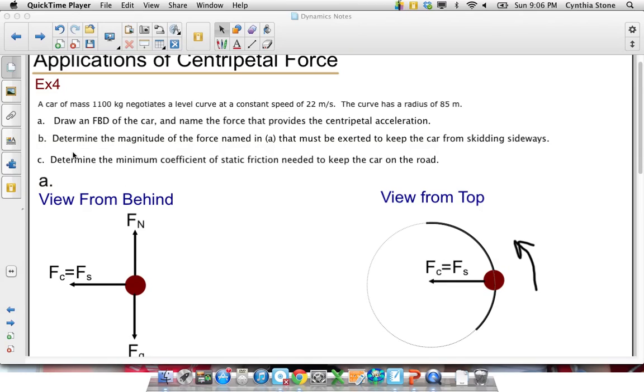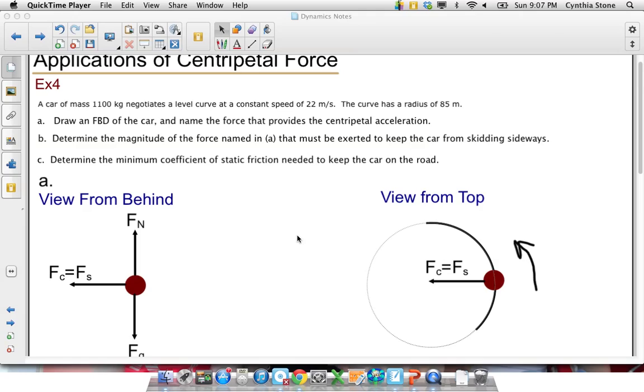Part B, once we know what that force is, we want to calculate it. Magnitude means the number. So what is the number value of that force that must be exerted to keep the car from skidding? Because the idea is, if you've ever driven on a highway, your car wants to go in a straight line. Something causes it to turn, right? And to stay on the circular path.